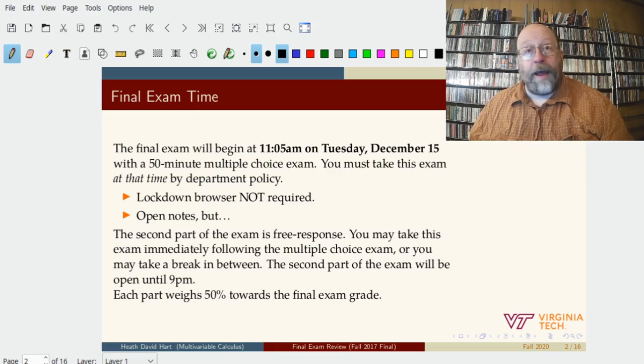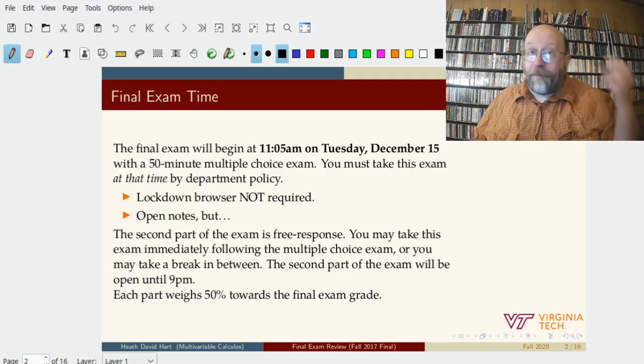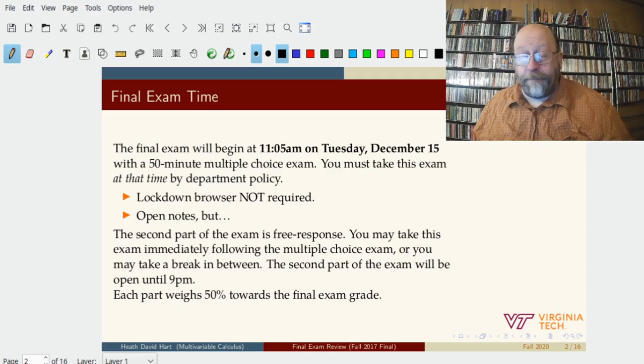You do not have to use a lockdown browser. It is open notes, but you have 50 minutes to complete 11 or 12 questions, and you're not going to have time to finish if you're having to look things up. So you can use your notes, but think of them as a last resort. Really, really put the effort to having as much locked in up here as you can.